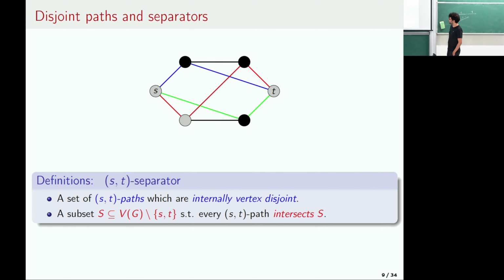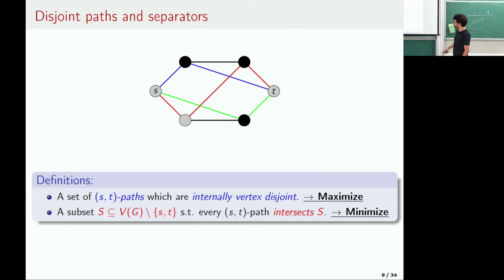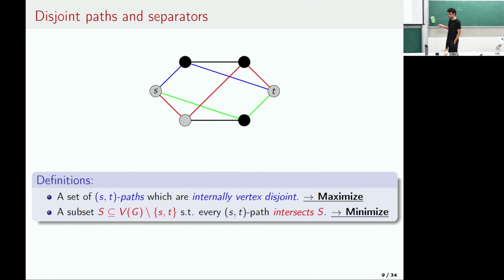And a subset S is an S-T separator if every path from S to T has to intersect it. Okay? And of course, you can think about the associated problems of finding paths and finding separators. The problem of finding S-T paths is a maximization problem, and the problem of finding the separator is a minimization problem, because you want to find the smallest one you can get.